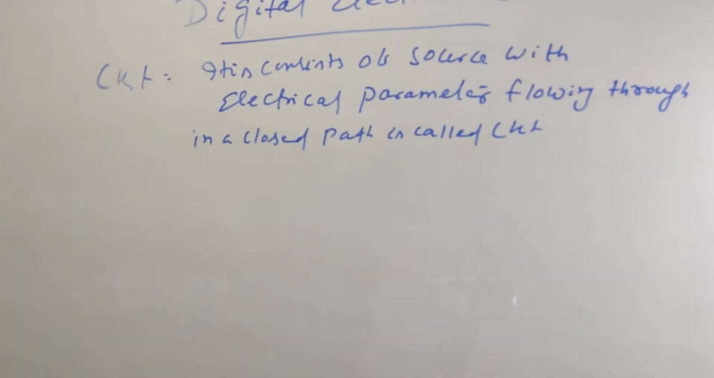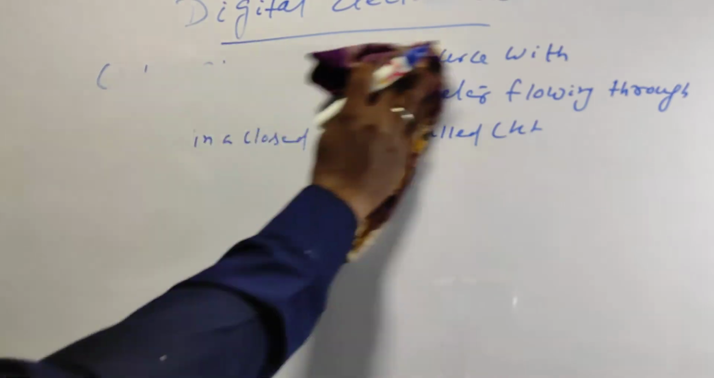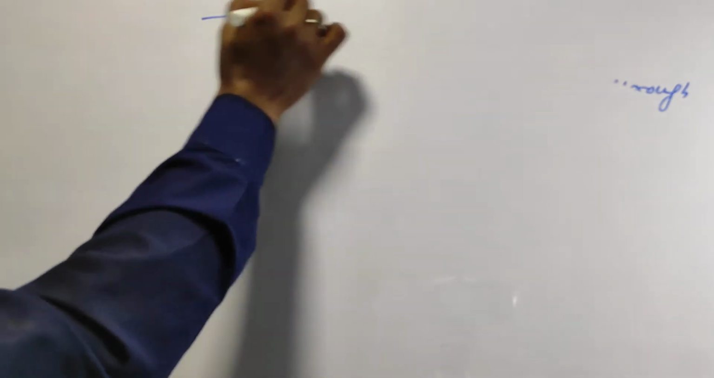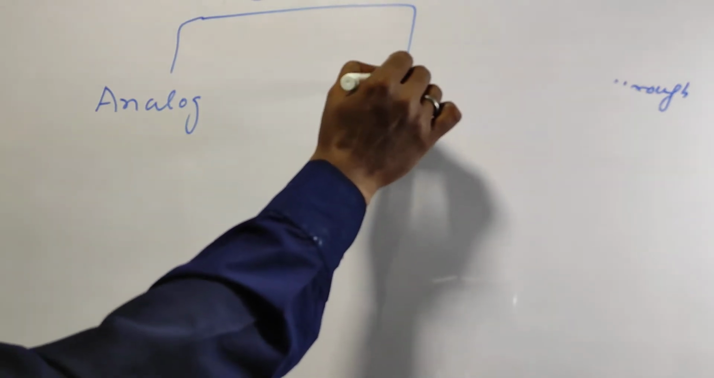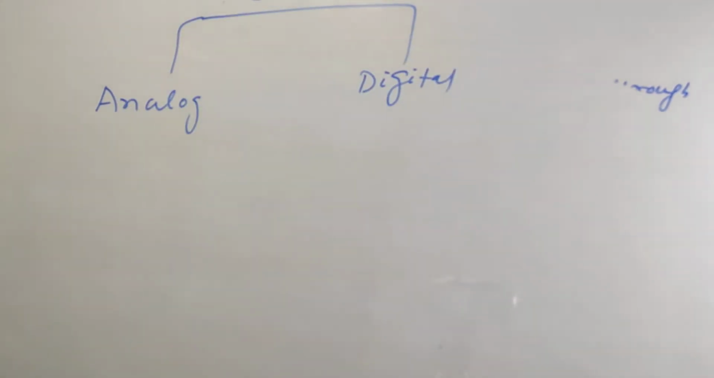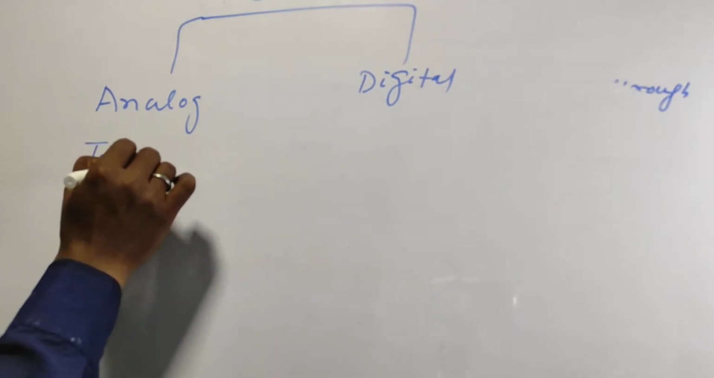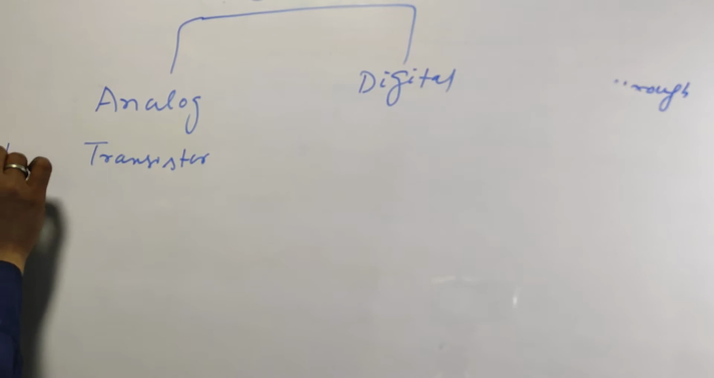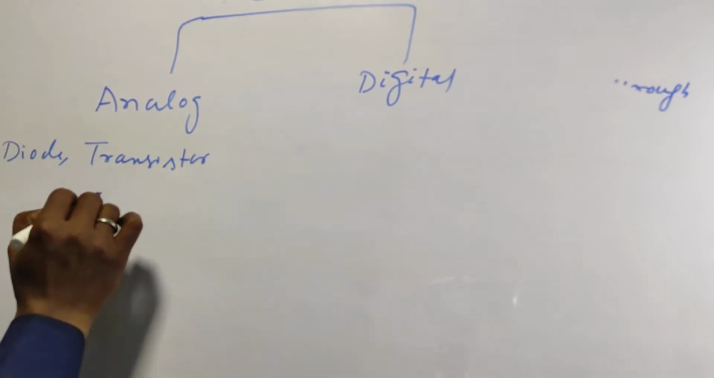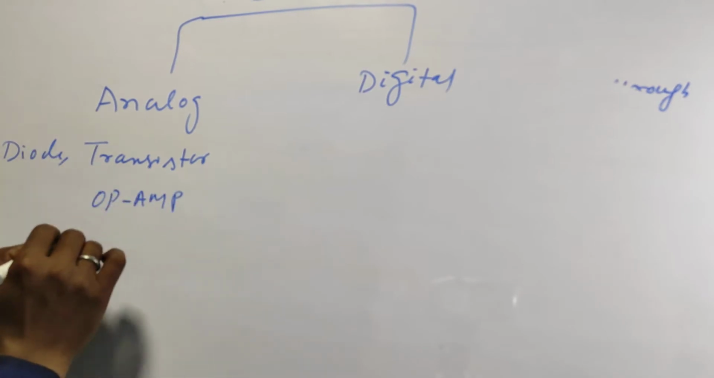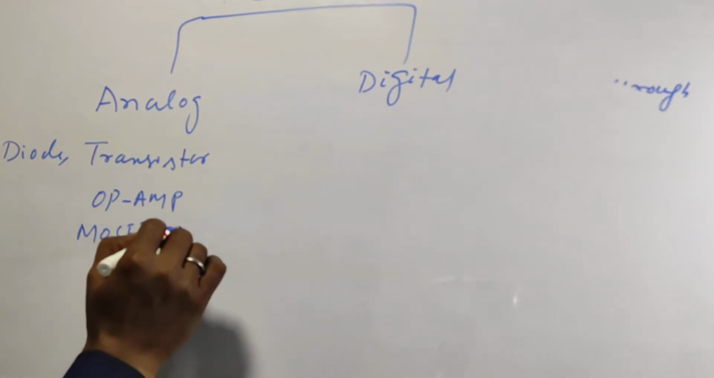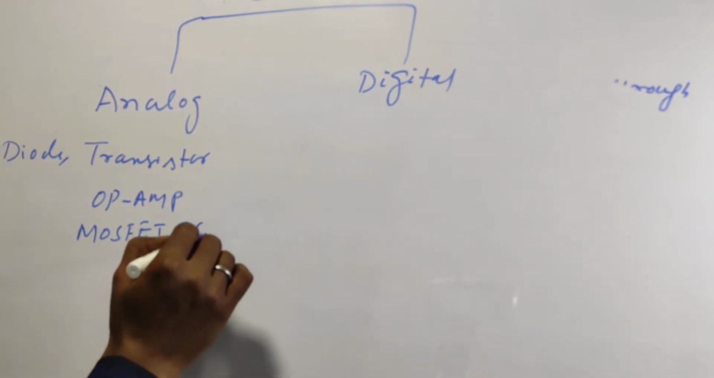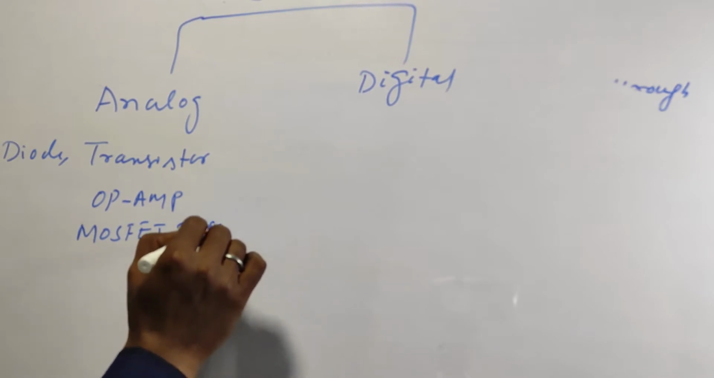Generally, circuit is of two types. One is an analog circuit, another is a digital circuit. In analog circuit, I use a diode, transistor, op-amp, and MOSFET, IGBT, insulated gate bipolar transistor.